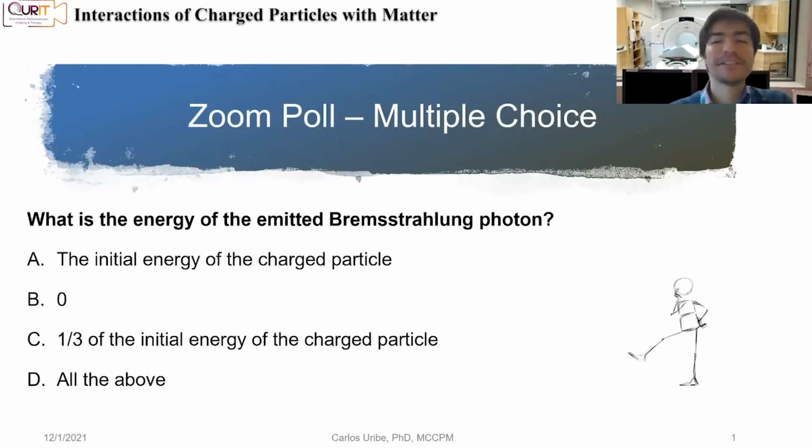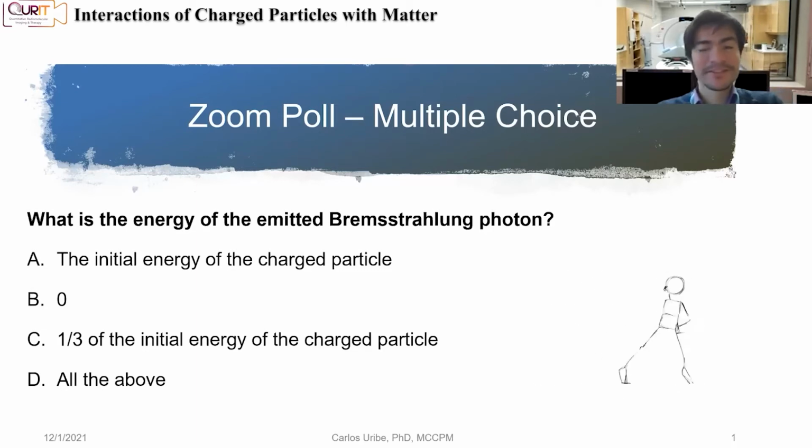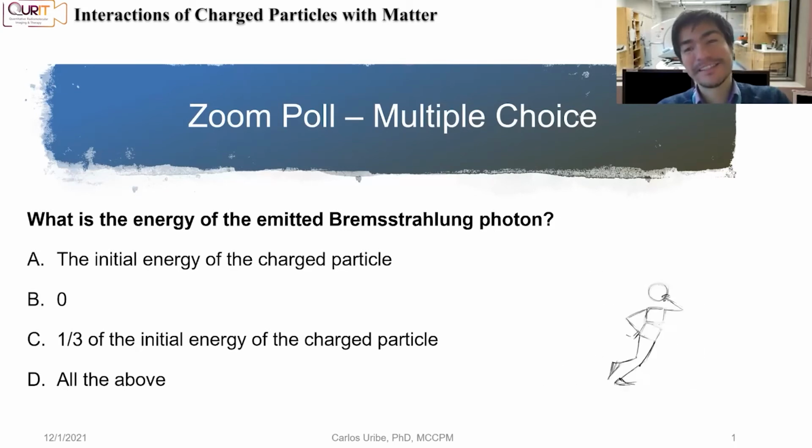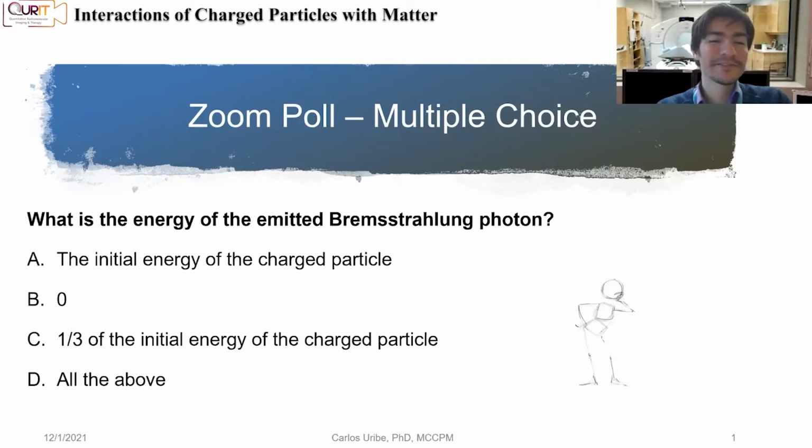Again, you have particles that are being accelerated because of the electric field. There's electromagnetic radiation coming out. What is the energy of that electromagnetic radiation?